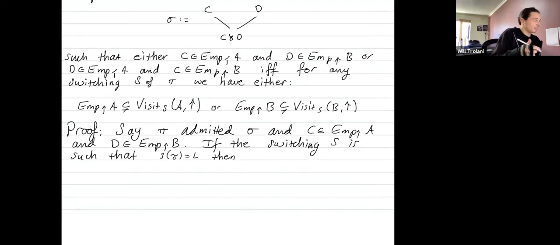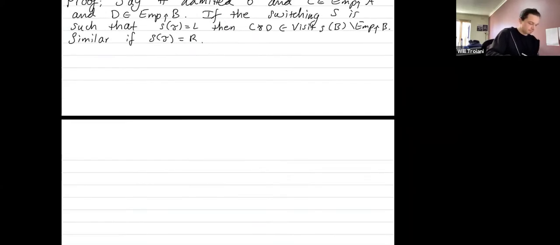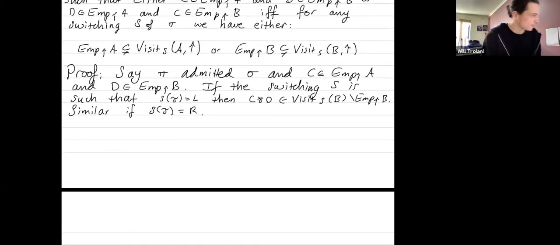So let me write that down. Then C par D is inside the visit of S less the up empire of B. And then similarly if the switching of tau is the right switching. Okay, cool. The converse is a bit more interesting.